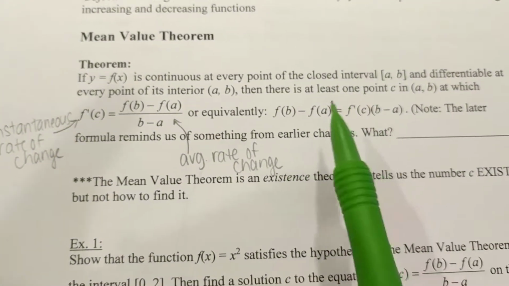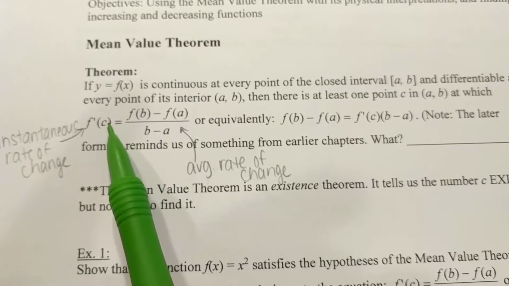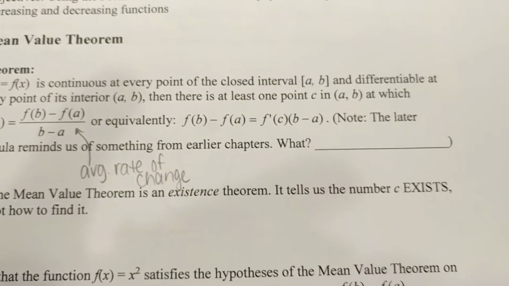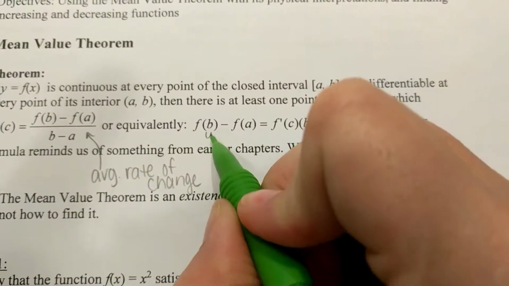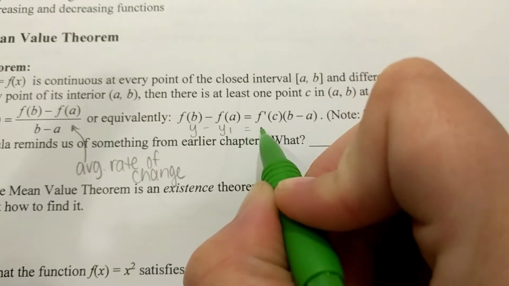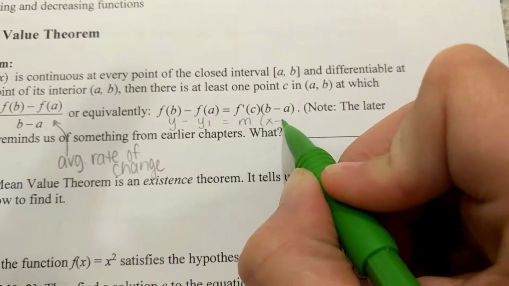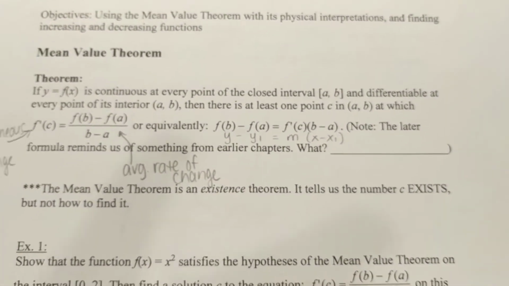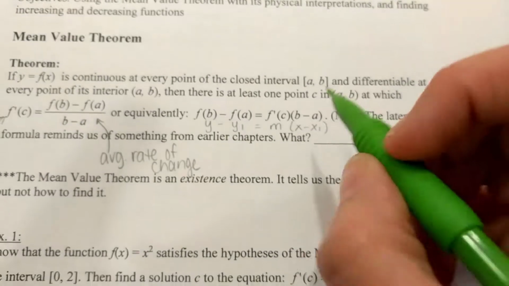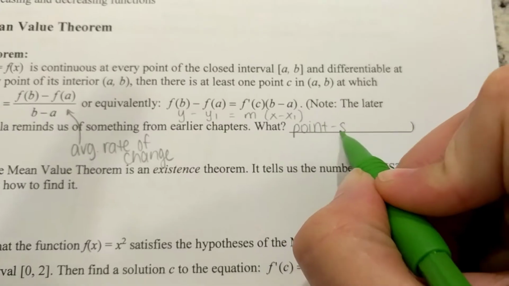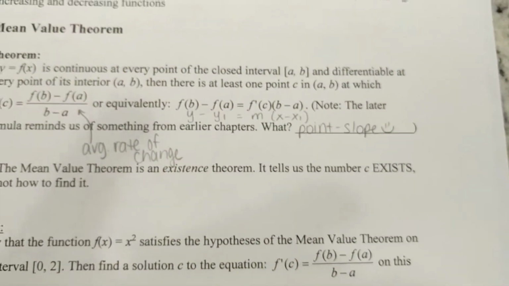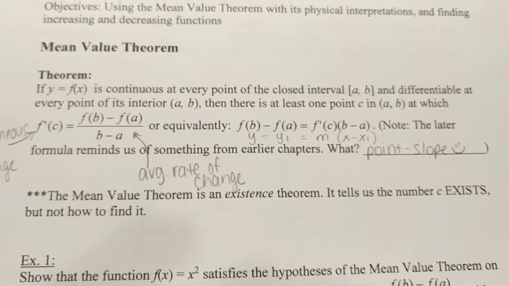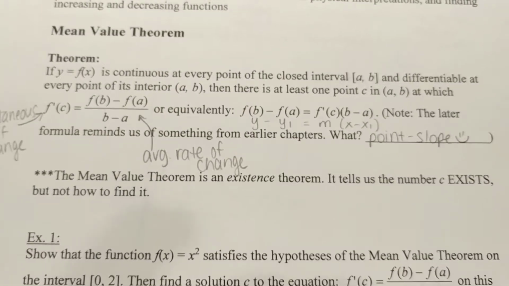Notice that I wrote it out this way. If I multiply by this b minus a over to the other side, you get f of b minus f of a equals f prime times b minus a. I want you to notice that that looks just like y minus y1 equals the slope times x minus x1. We're talking about using that instantaneous equaling our average rate of change, so it looks just like our point slope formula. The mean value theorem is an existence theorem. It tells us that this number exists, but it doesn't necessarily tell us how to find it.